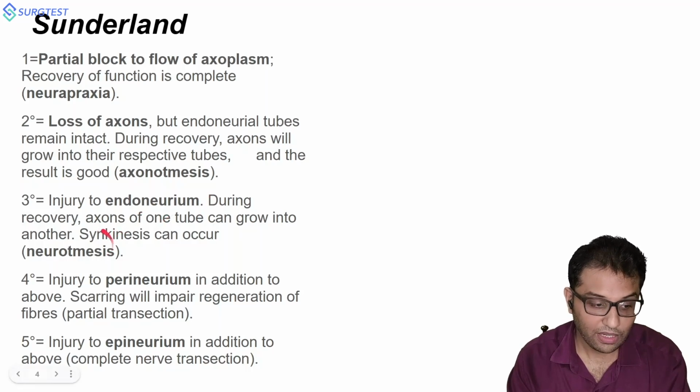But grade 3, grade 4, and grade 5, all three are neurotmesis. So what is happening in neurotmesis? In neurotmesis, there is injury to the endoneurium, the perineurium, or the epineurium. When there is injury to the endoneurium, during recovery the axons of one tube can grow into other tubes, so there can be synkinesis. When there is injury to the perineurium, which is also called partial transection, the scarring will impair regeneration of the fibers. And when there is injury to the epineurium, there is a complete nerve transection. So these are the 5 grades of injury.